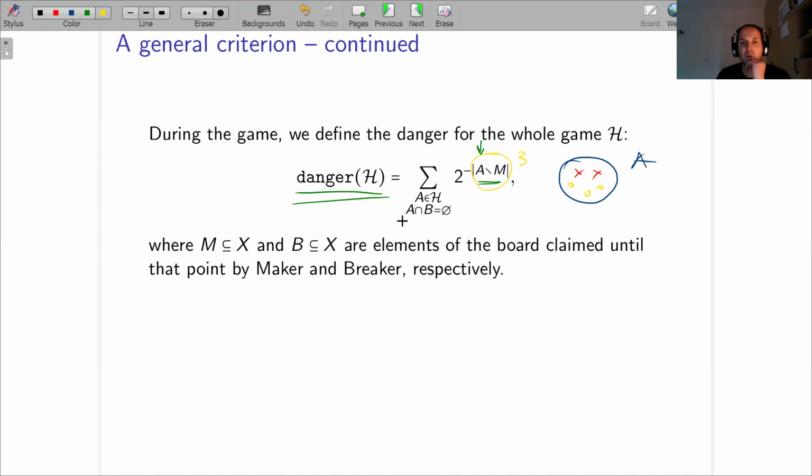And we sum them up over all elements of the board, over all winning sets which are not yet neutralized, which have no breaker's elements in them.